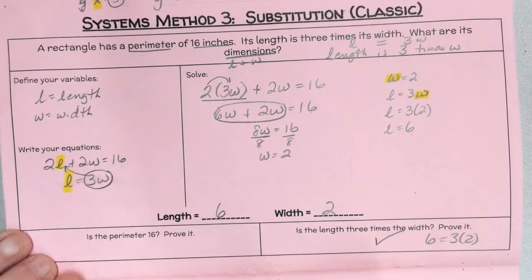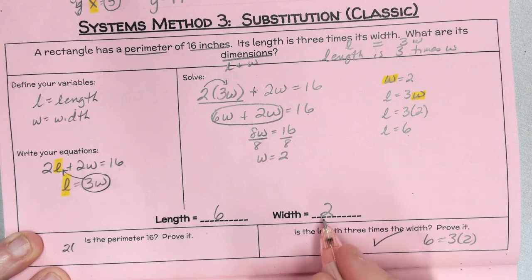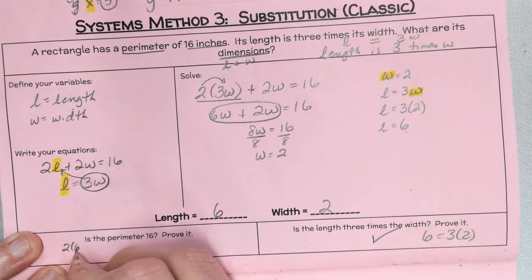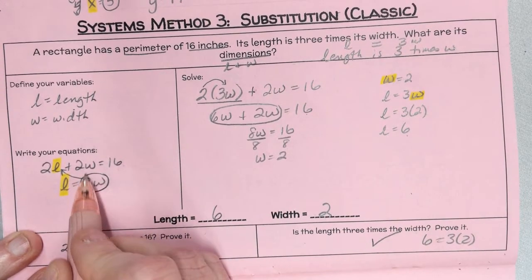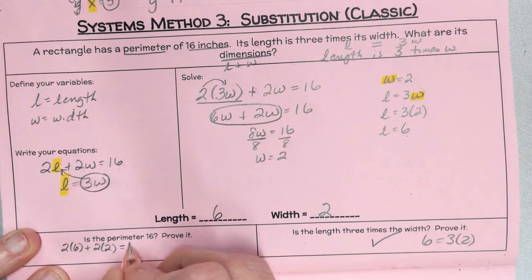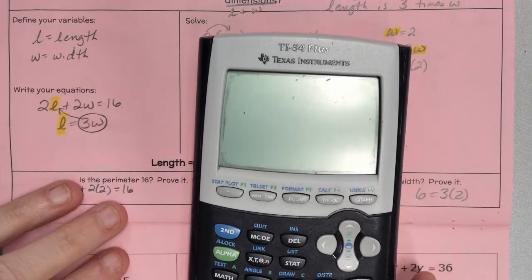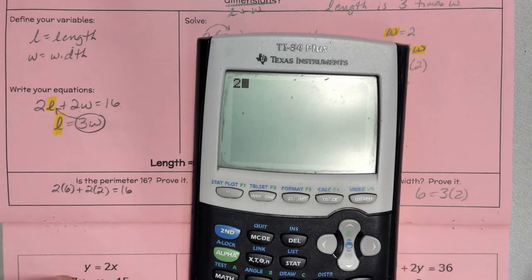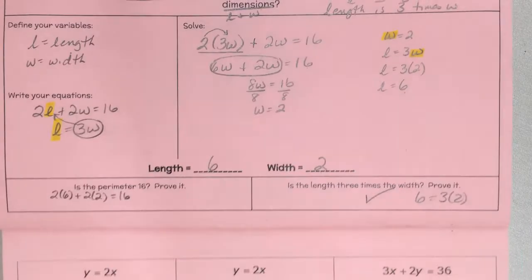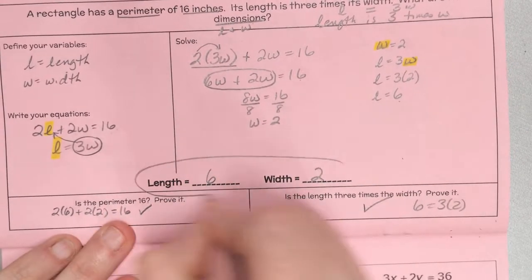Well, is the perimeter 16? Okay, well, 2 times the length, which I said was 6, plus 2 times the width, which is 2. And again, I'm just using this formula right here, should equal 16. Well, let's see what my calculator says, because again, I don't like to be wrong. 2 times 6 plus 2 times 2 is 16. It's right. And so now I know my length is 6 and my width is 2.